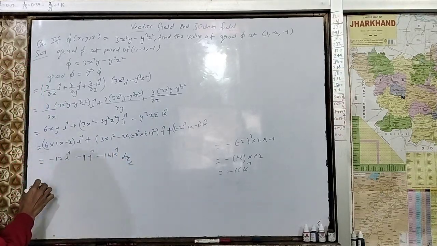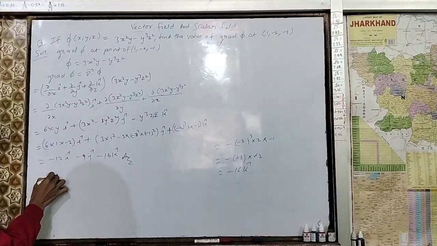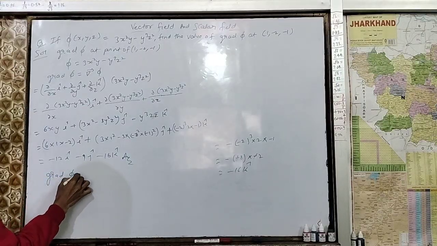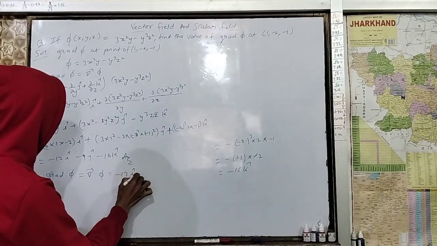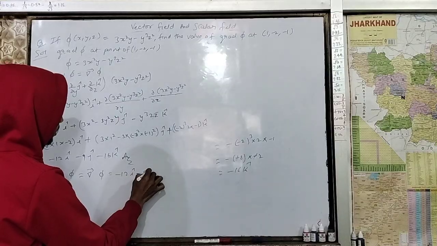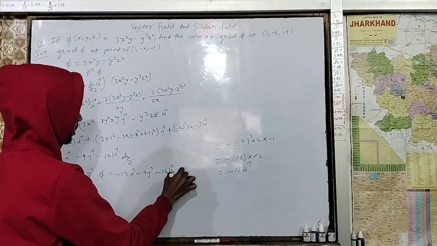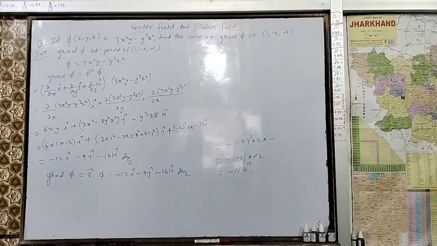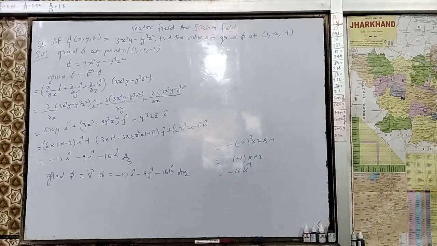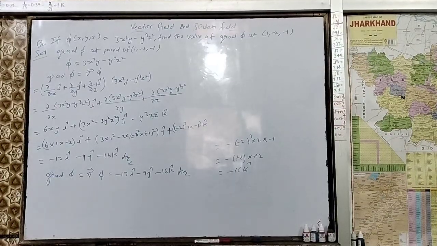This is our final answer. Remember, it is nothing but grad of phi, which is the del operator of phi, equal to minus 12 I cap minus 9 z cap minus 16 k cap. This is our final answer. Now next question.